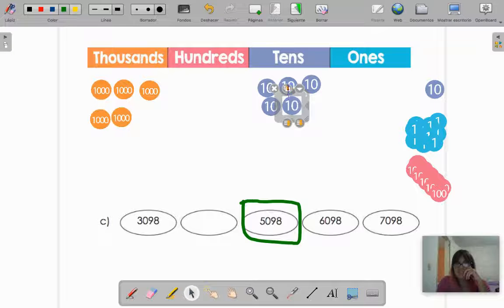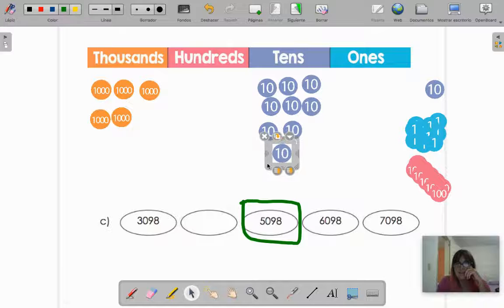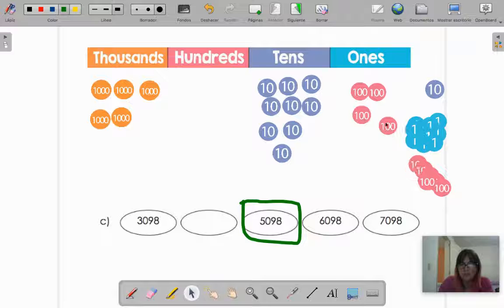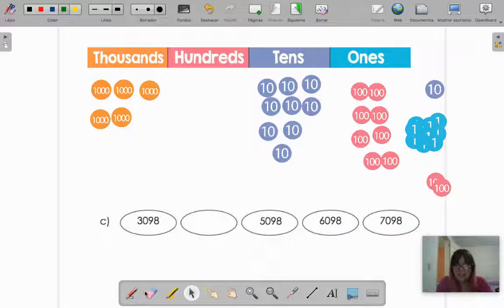Let's continue here. 60, 70, 80, 90. Always double check. 1, 2, 3, 4, 5, 6, 7, 8, 9. Yes. So 9 circles are 90. And 8 ones. 1, 2, 3, 4, 5, 6, 7, 8. So then you have to think. This is the number that we built, this one, 5,098.